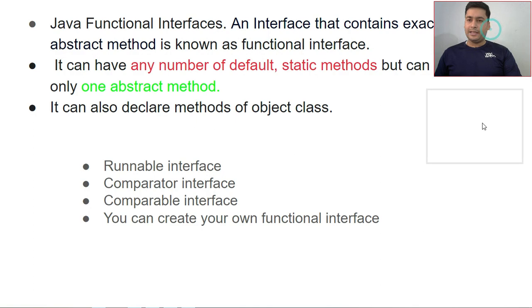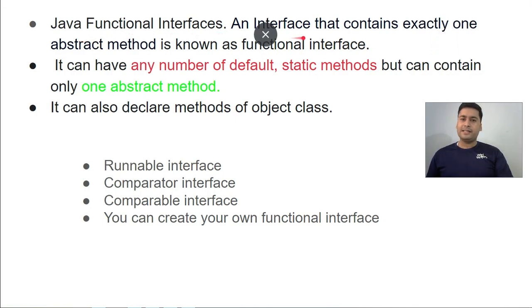So you can see here, a Java functional interface is an interface that contains exactly one abstract method. This is the one point. I have given lots of points, but you have to remember any one or two, that is good enough. It can have any number of default and static methods, but can contain only one abstract method. So inside the functional interface, you can put multiple default and static methods, that is possible, but you can't give more than one abstract method. It will take only one abstract method, that is called a functional interface.